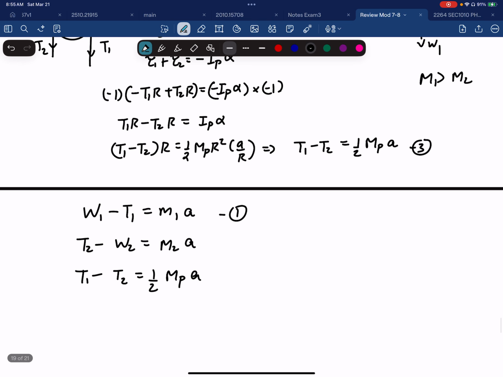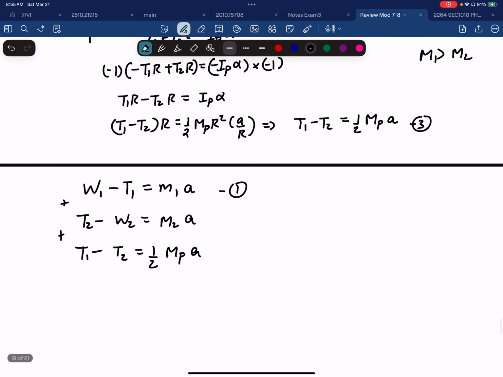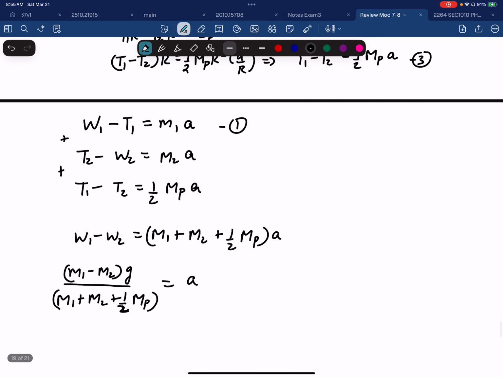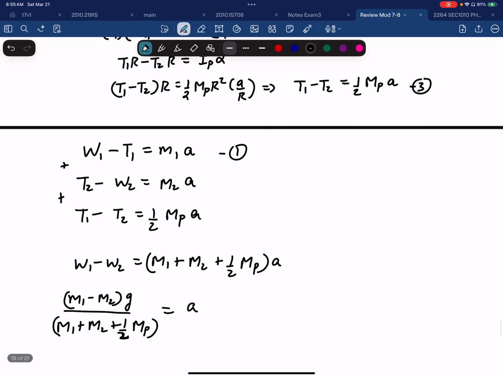Okay. And then we do the same trick. We add them up. What we get is W1 minus W2, which is M1 plus M2 plus half MP. We put back what is W1. So it is M1 minus M2 G divided by M1 plus M2 plus half MP. Okay, understood. Now here, just pay close attention to what is happening.